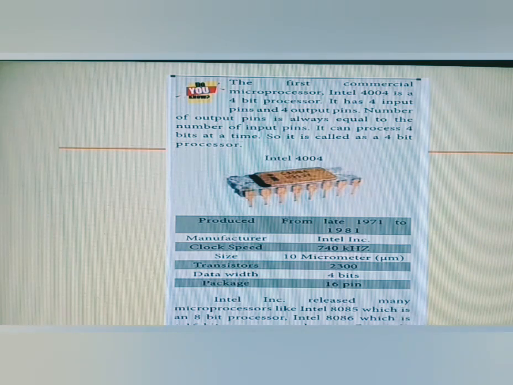Later Intel itself released many microprocessors of 8 bit, 16 bit, and now it is going on with 32 bit and 64 bit, and it's going on. So first they introduced 4 bit, then 8 bit, 16 bit, then 32 bit and 64 bit architecture. These are all releases by the Intel company.